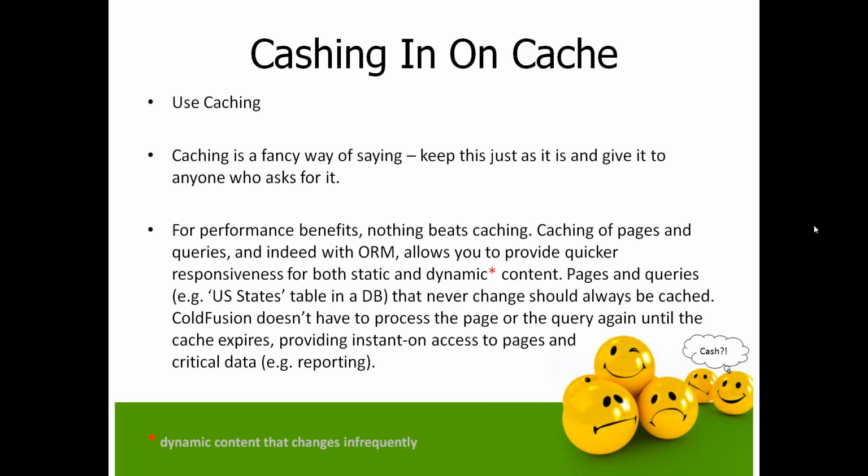For performance benefits, it's really nothing better than caching. If you've got a server with a lot of memory, use caching as liberally as you possibly can. If you've got limited memory, then you need to kind of find a happy medium for what really needs it. You can cache pages and queries. With ORM, you can actually do a lot of caching there. There's several layers of caching in ORM, and that provides quicker responses for mainly static data, some dynamic content, and by dynamic I mean content that changes infrequently. You can do some caching for an hour or 2 hours or 24 hours or whatever on content that changes in those time frames.